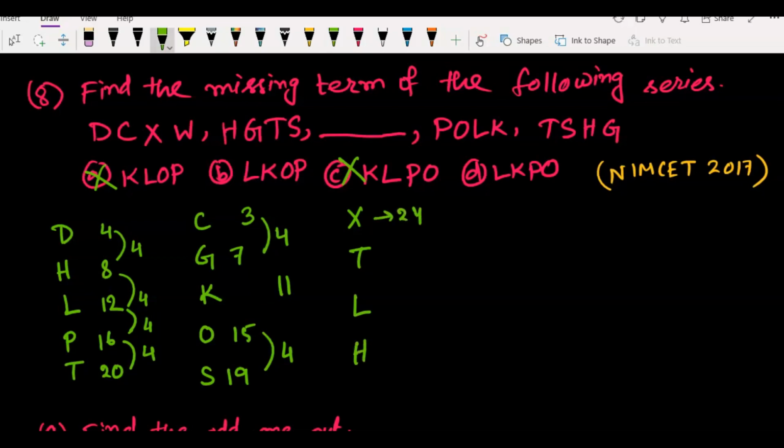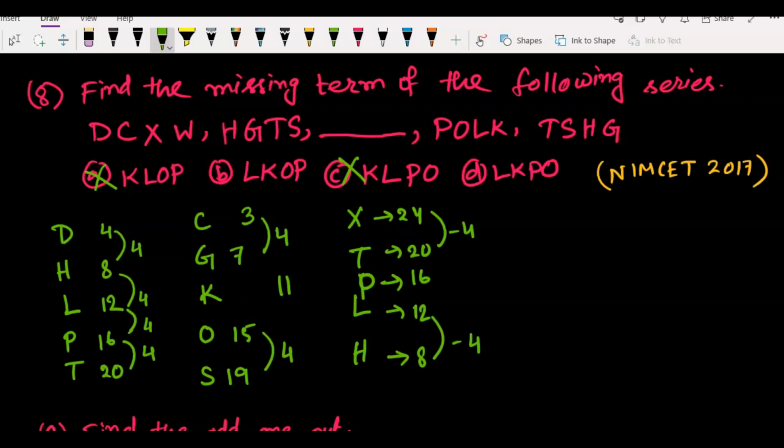X is 24, T is 20, L is 12, H is 8. So what do we get? We get minus 4 here, we get minus 4 here. So here also we should have minus 4. 20 minus 4 is 16. So what is 16? P is 16.